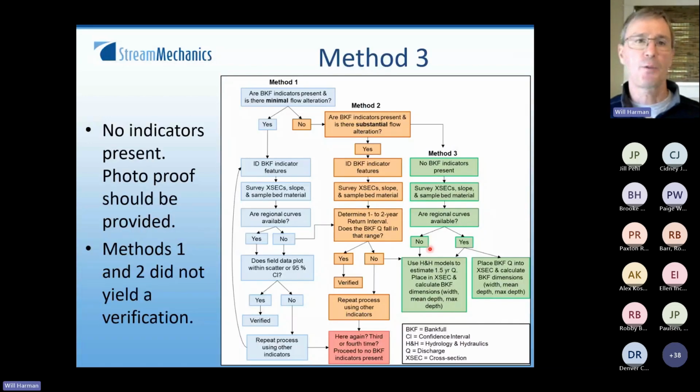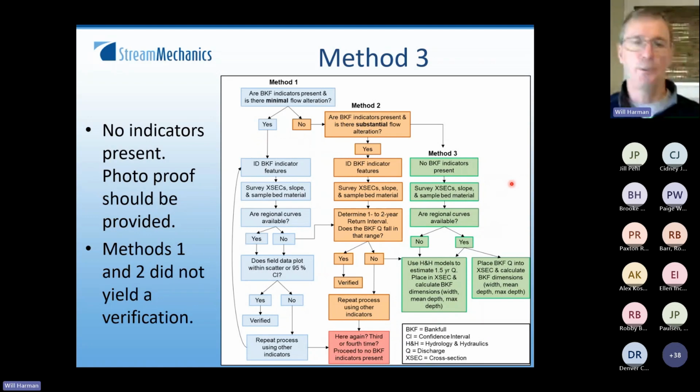All right, so then we're left with method 3. As we mentioned, no indicators present. And in the user manual, we do ask for proof. So go out there and take pictures so we can actually see that, in fact, there are no Bankfull indicators present. I say we, I really mean the Corps and the IRT, the regulatory agencies. And justify that methods 1 and 2 did not yield a verification. So we don't want people just jumping right to method 3 without full consideration of methods 1 and 2.